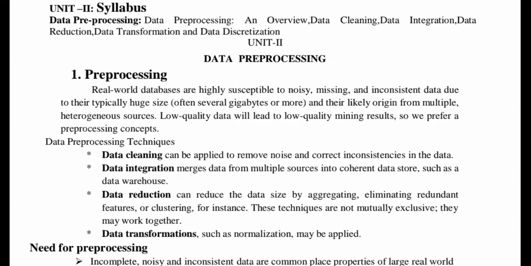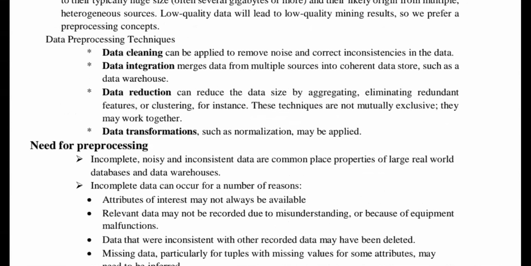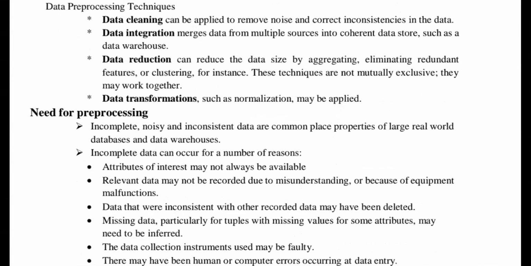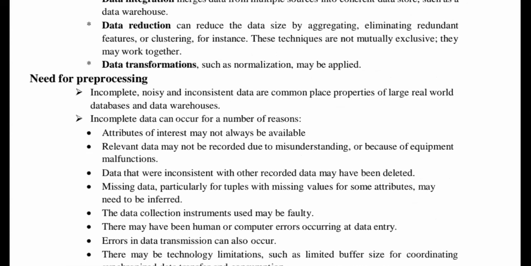Need for pre-processing: incomplete, noisy, and inconsistent data are commonplace properties of large real-world databases and data warehouses. Incomplete data can occur for a number of reasons. Attributes of interest may not always be available. Relevant data may not be recorded due to misunderstanding or equipment malfunctions. Data that were inconsistent with other recorded data may have been deleted.